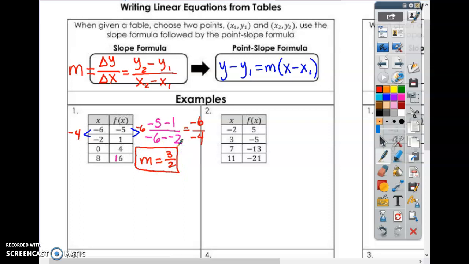Okay, now we need to pick 1 point, just 1 point. So it doesn't matter which one of these points you use. Okay, I'm just going to pick this one. This is my x, and this is my y. So when I use the formula, y minus y1 equals m parentheses x minus x1, just plug in the numbers. So my y is a 1. So right here I'm going to put 1. So y minus 1. Okay? Equals. M is my slope. That was 3 over 2.